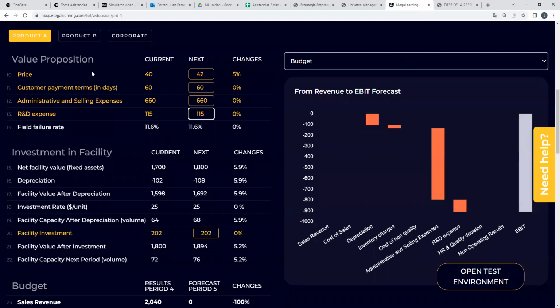Okay, so this is the information related to the value proposition. So you can try to think about what you are going to do. For example, if I put $150, this is going to be a 30% increase against the current results.